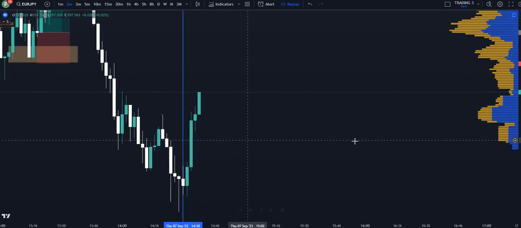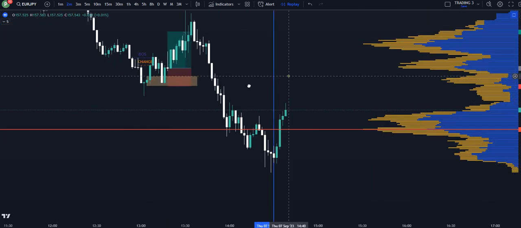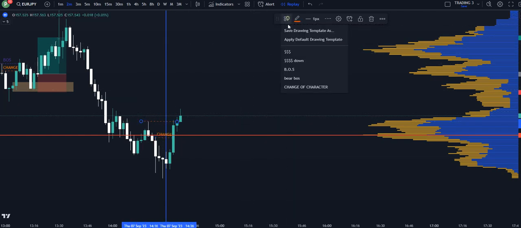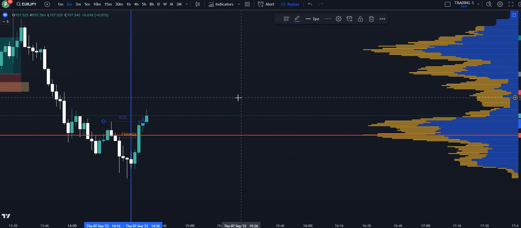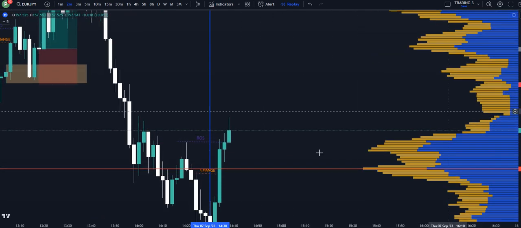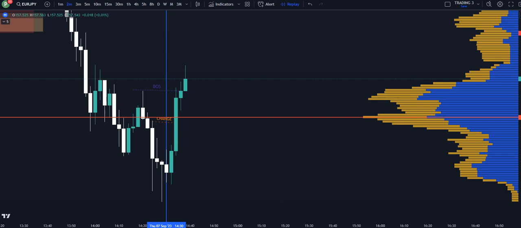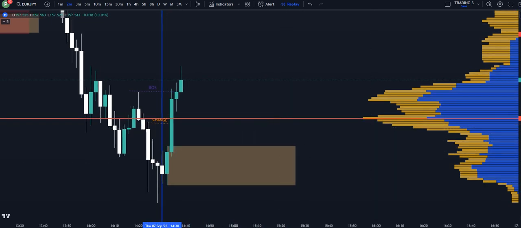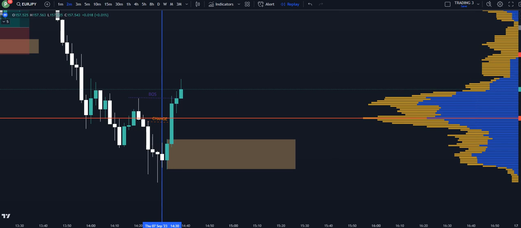Here we go. What do we have? We have this low taken out. We got this taken out. And we have a fair value gap being left behind. So what is the candle that causes this breakout? It's this one here. Now let's see slowly.